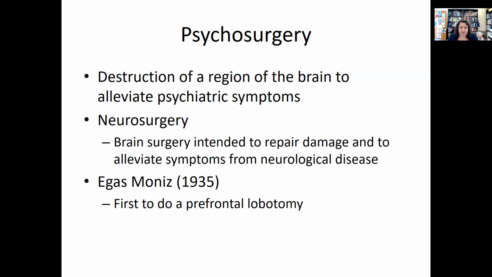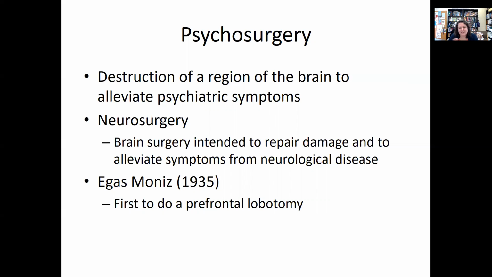Now there's psychosurgery. So this is actually operating on the brain, and the way you do it in psychosurgery is you destroy a region of the brain to alleviate psychiatric symptoms. So if we think back to HM and how they took out parts of his brain to try to help his seizures, right, that's psychosurgery. Neurosurgery is kind of the opposite. So neurosurgery is where you want to repair damage and alleviate symptoms that way.